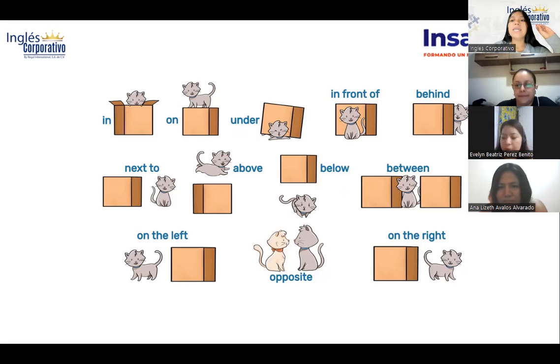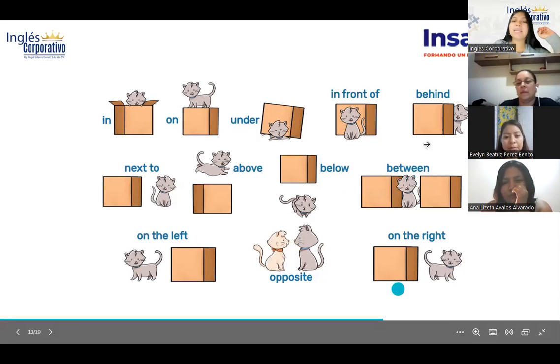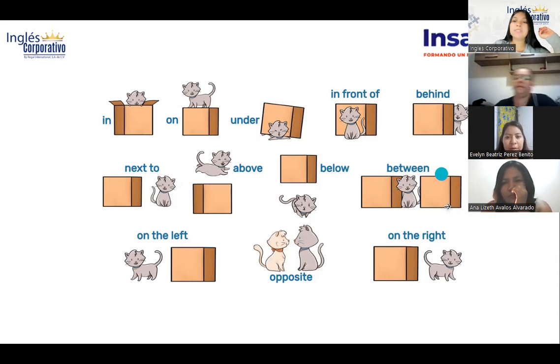Okay. Now, what is the meaning of between? In medio. In medio, right? So the cat is between the boxes. De las cajas, right? Is between.